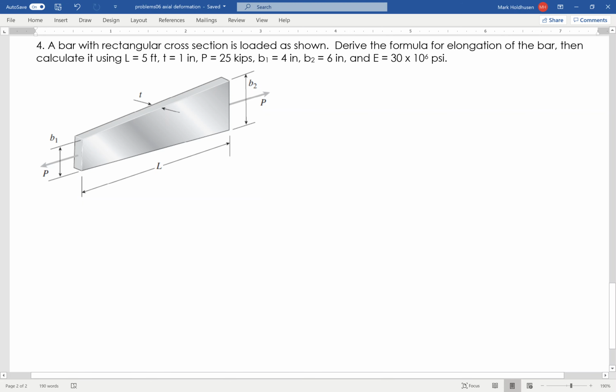So in this problem, I've got a bar that's got a changing rectangular cross-section. You can kind of see it's a trapezoid then. So for this one, I want to find the elongation of the bar using all those values that I've got there.